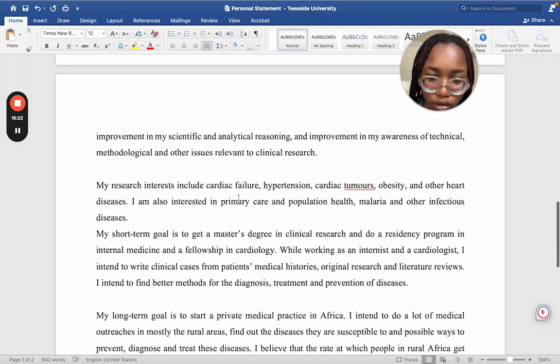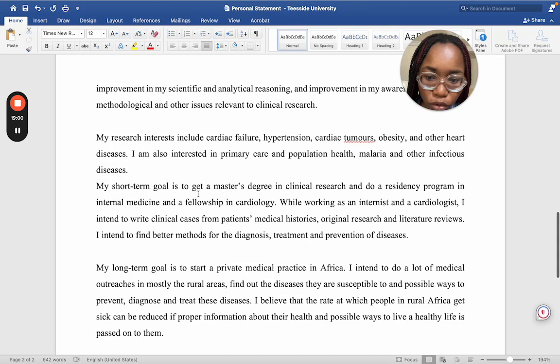My research interests include cardiac failure, hypertension, cardiac tumors, obesity, and other heart diseases. I am also interested in primary care and population health, malaria, and other infectious diseases.